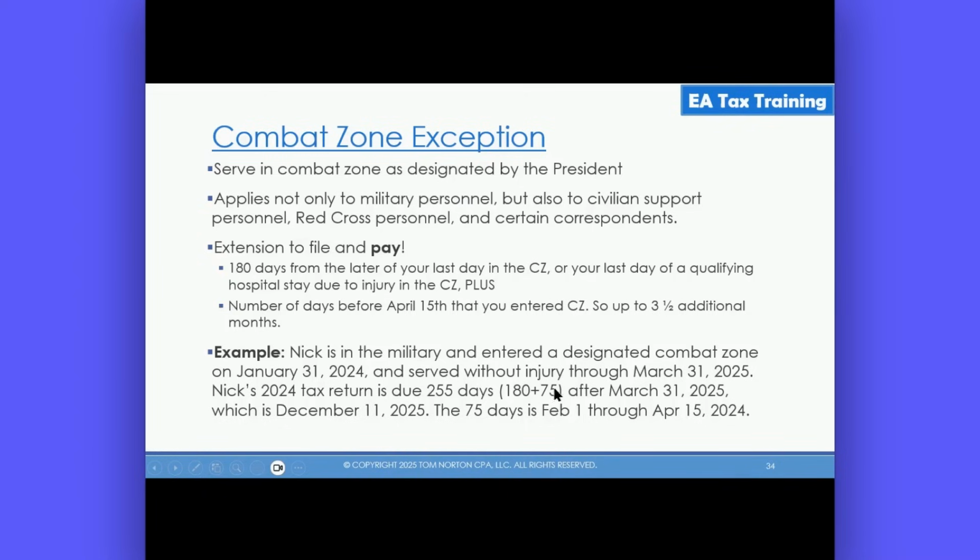How did we determine that 255 days? He gets his 180 days from March 31st, 2025, plus 75 more days. The 75 days is February 1st through April 15th of 2024, because remember, he went in on January 31st of 2024. So he gets the rest of the time through April 15th added on to the 180 days. So if you're trying to do this calculation, remember that 2024 was a leap year. So February had 29 days, and then March has 31 days, and then 15 days in April.